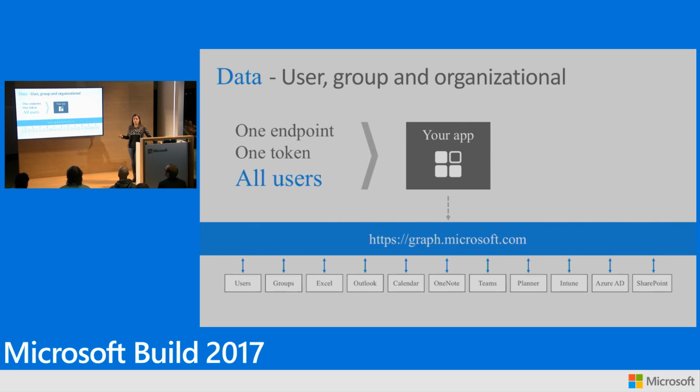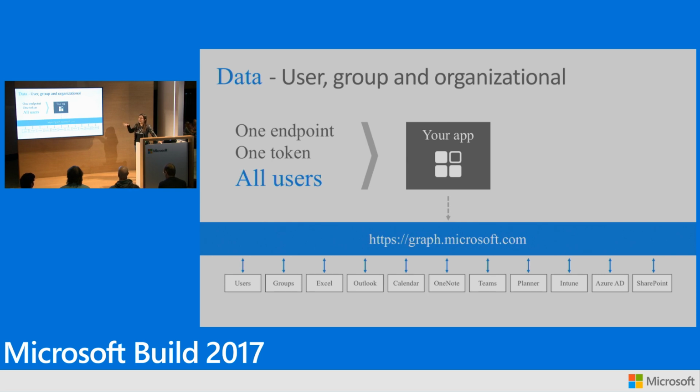The endpoint is hosted at graph.microsoft.com, and it federates requests across all of these different services that are behind it. You call it with this one endpoint to get access to all of that data, and you need to use only one authorization token. It grants you access to all of the users that are part of the Microsoft Cloud.